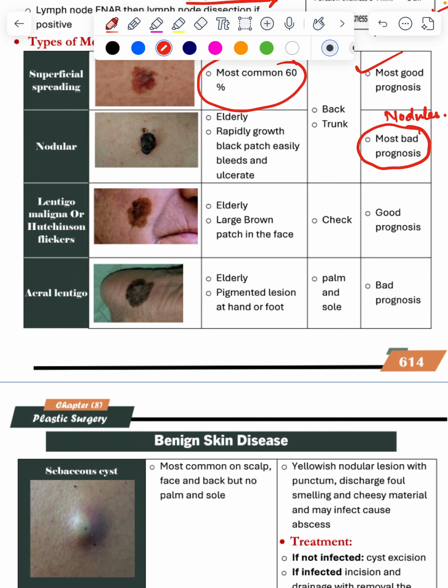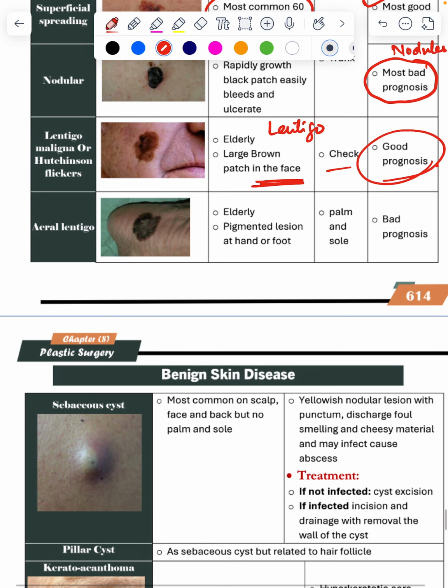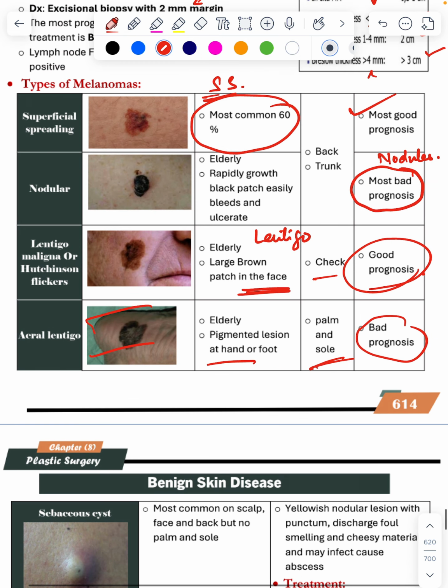Now, lentigo maligna: large brown patch on the face, on the cheek. It also has good prognosis. Acral lentiginous: elderly, pigment on hand and foot, palm and sole, it is bad prognosis. Palm and sole pigmented, bad. Pigmented face, lentigo, good. So good is superficial spreading and lentigo, and bad is nodular and acral.